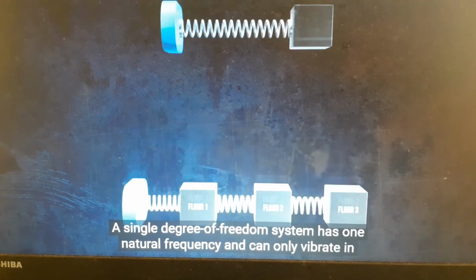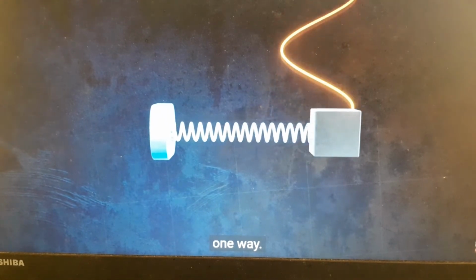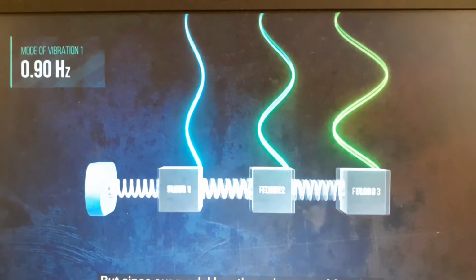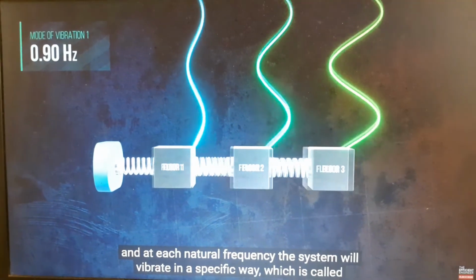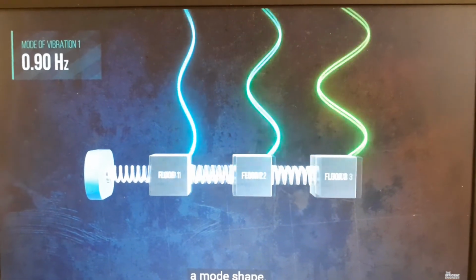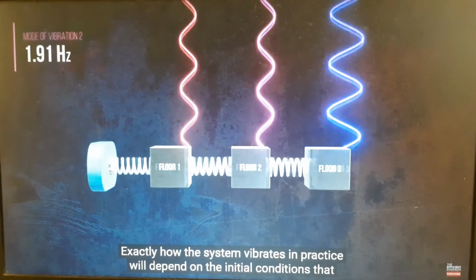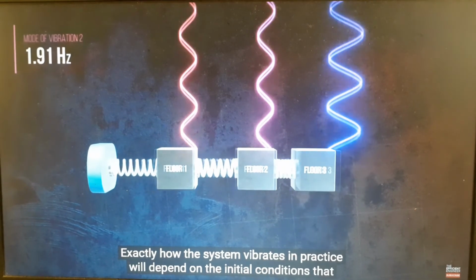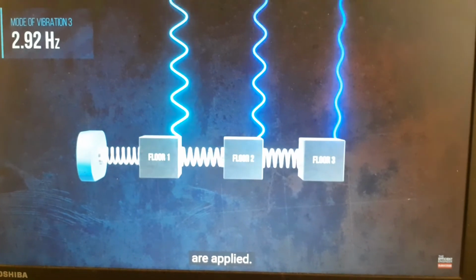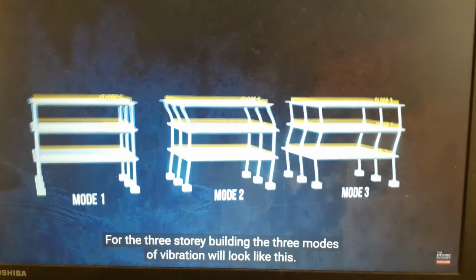A single degree of freedom system has one natural frequency and can only vibrate in one way. But since our model has 3 degrees of freedom, it will also have 3 natural frequencies. And at each natural frequency, the system will vibrate in a specific way, which is called a mode shape. Exactly how the system vibrates in practice will depend on the initial conditions that are applied. For the 3-story building, the 3 modes of vibration will look like this.